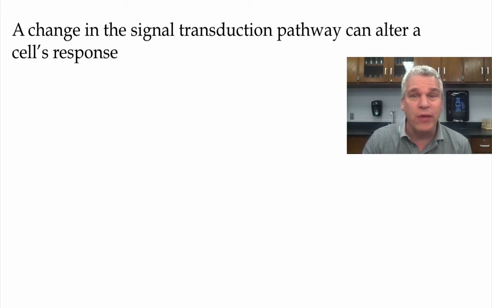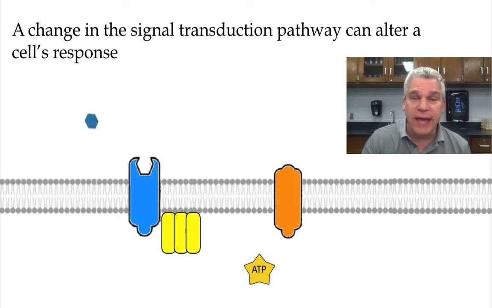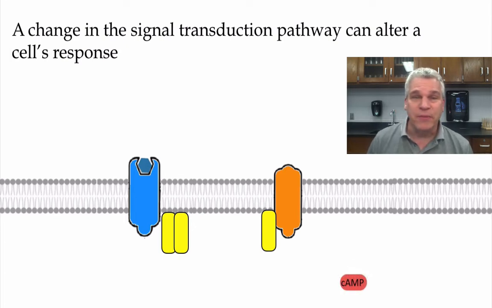In the last video, we looked at how the signal transduction pathway works, and any kind of change in that pathway will alter what the cell's response is going to be. So if you recall, we have a ligand that attaches to a receptor, which we'll have here in blue. The shape of the receptor has to match the ligand, which then causes an alpha protein to head on over to another protein. It could be an enzyme that causes ATP to become cAMP, a secondary messenger, which is then going to cause some type of a cell response.